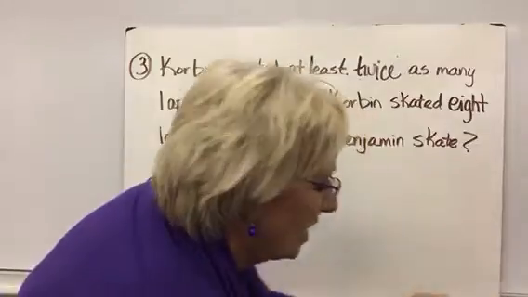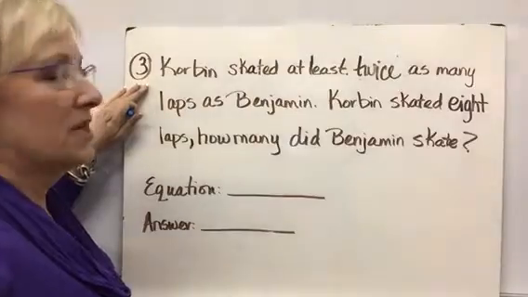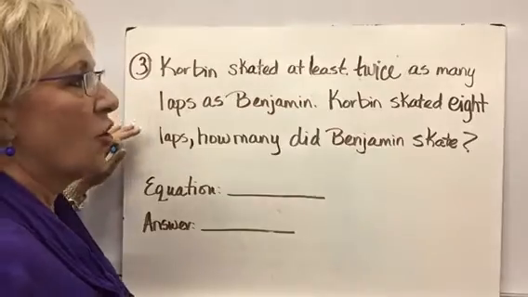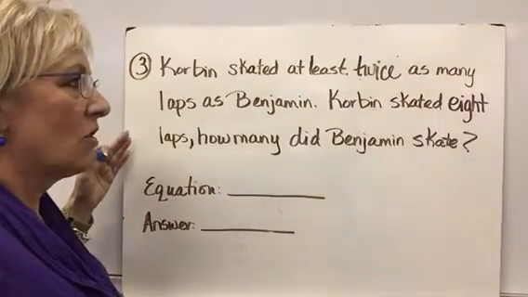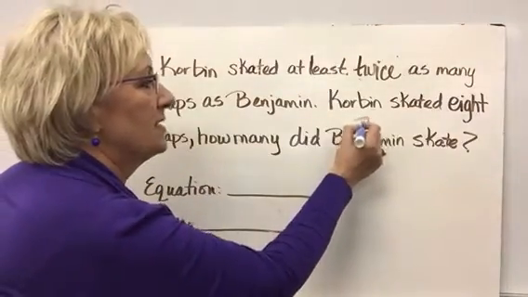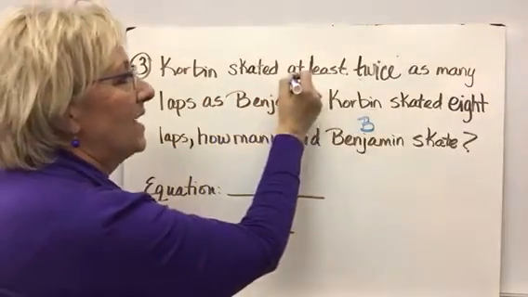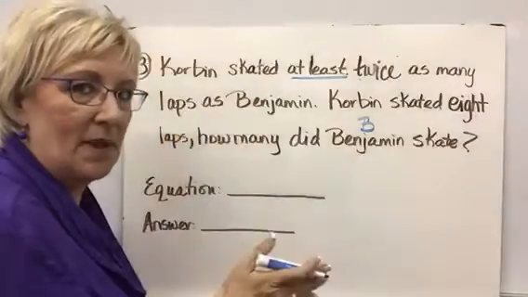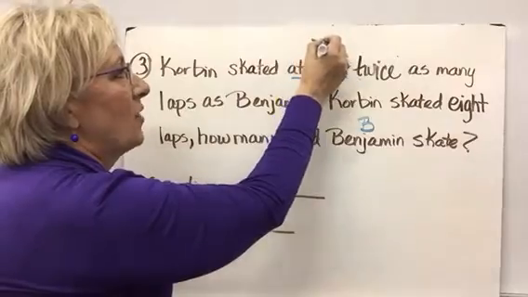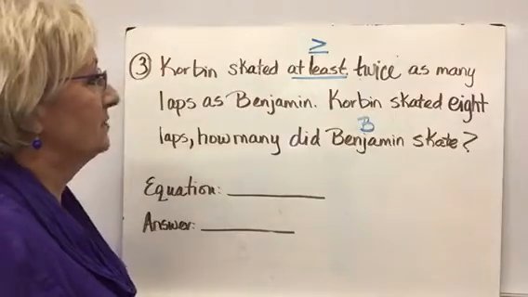We've been talking about equations and inequalities, so let's think about that as we read this next problem. Number 3 is Corbin skated at least twice as many laps as Benjamin. Corbin skated 8 laps, so we know how many Corbin skated, but we don't know how many Benjamin skated. So Benjamin is going to be the number we're trying to find. Corbin skated at least is telling me that he skated the same amount as Benjamin, if not more. So this is going to be a greater than. Corbin is going to have more laps or an equal amount of laps as Benjamin does.